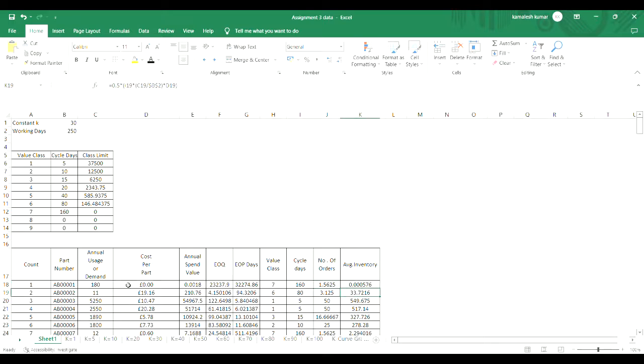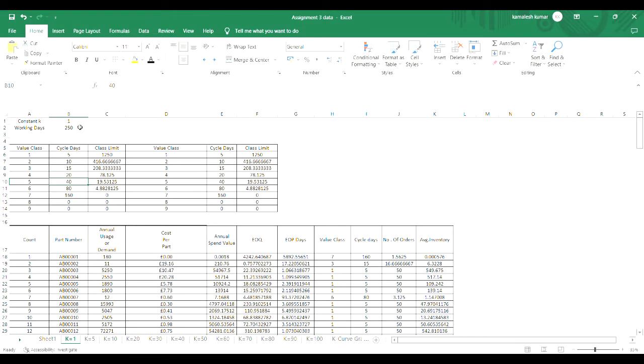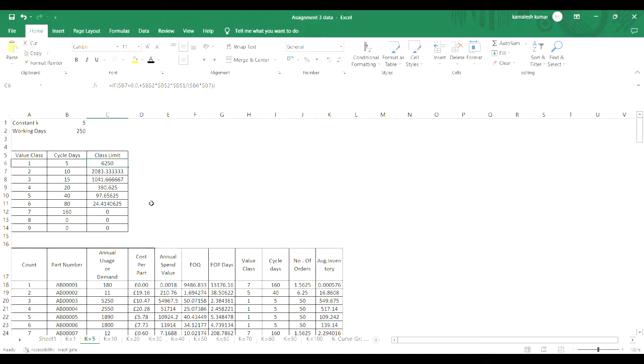Okay, so now what we will do is, you can vary the value of k from 1 to 100. If you see this slide, the value of k is 1, the value of working days is 250. So the remaining things will remain the same. Only the value of k will change. Again you see here the value of k is 5, working days will remain 250 only. For each and every k value the working days will remain the same.